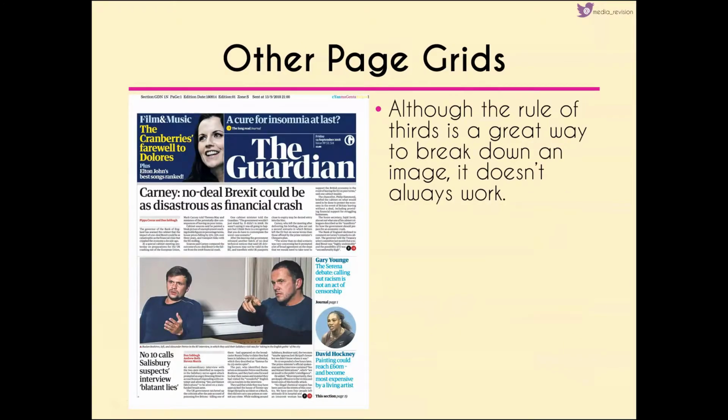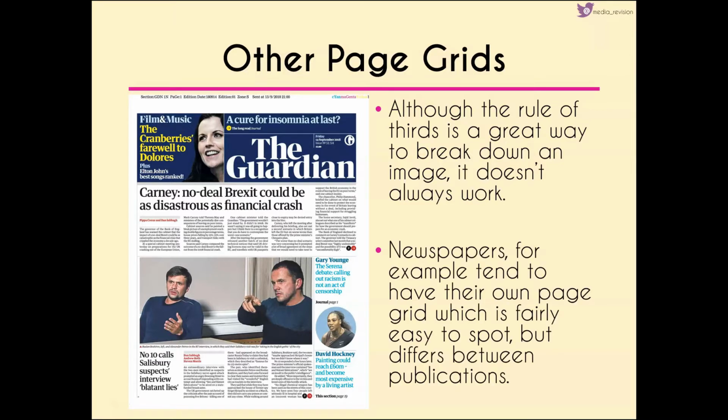Now, there are other page grids for us to be aware of, because it doesn't always work like that. So when you're analysing something like a newspaper front page, you can use the rule of thirds if you want to, but it's not a great way to break down a newspaper front page, because newspapers have their own page grids, and that's what those are called. So, for instance, the page grid here is fairly obvious, and that it's sort of split into these different sections. Okay, so I'll show you that again. Okay, this is without the sections, and then this is with the sections.